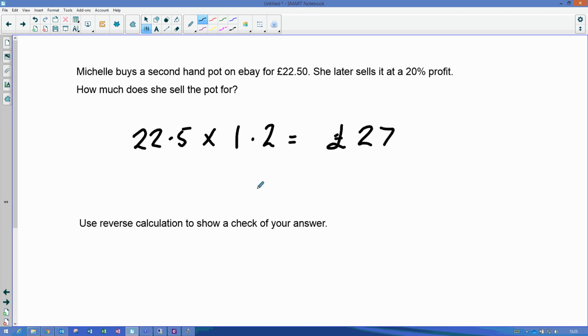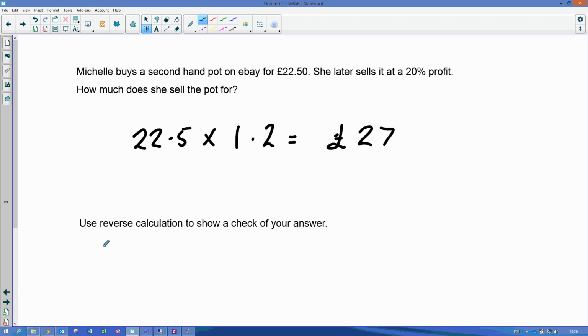Now sometimes if you've got a longer problem where you've got lots of different calculations as part of getting to the final answer, you only really need to pick one sum, and generally pick a fairly straightforward sum if you can, like this one, to do backwards. So backwards, that means opposites. So what's the opposite of times? Division.